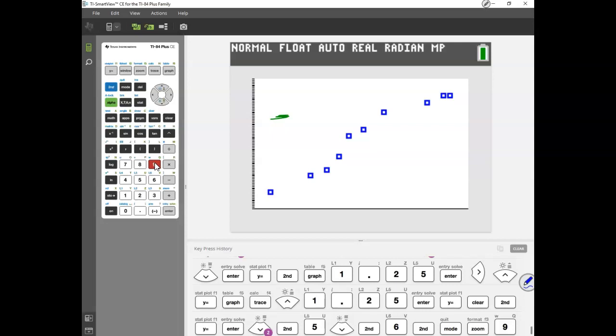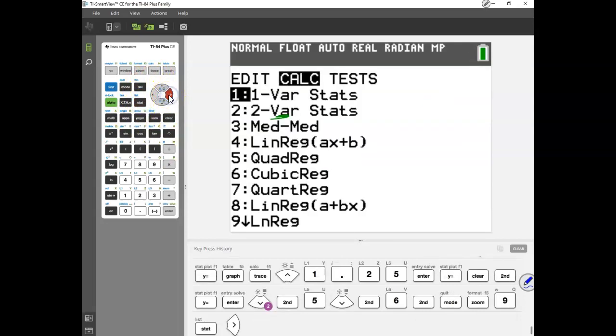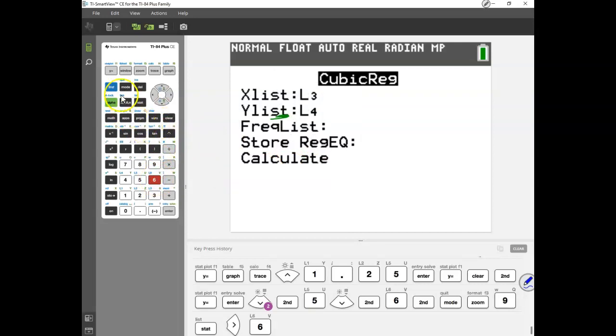Some kids argue it kind of looks more like a cube root function, but it's okay. We'll talk about it in a minute. Here's how we're going to know if we're good or not, because when we go to calc, this time you have to choose cubic regression, so number 6. Make sure you put your data from the right spot. Mine's not right. It's list 5, list 6.